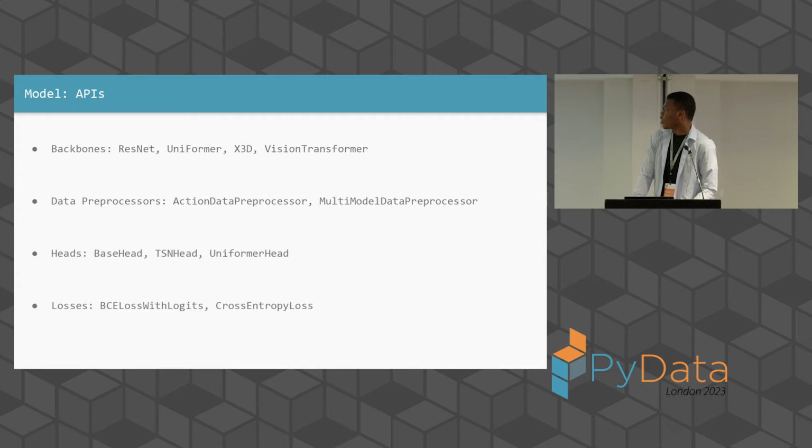So other APIs for your model, like ResNet for your backbone, you can use Uniformer, X3D, Vision Transformer. Once again, this all comes down to knowing what exactly it is you want to achieve for your action recognition model. While your data preprocessors, say you want to normalize your images in your video, these APIs give you the ability to do that. Then for your heads, the base head, TSN head, there's a variety of those, and you can also configure your losses for your training process.